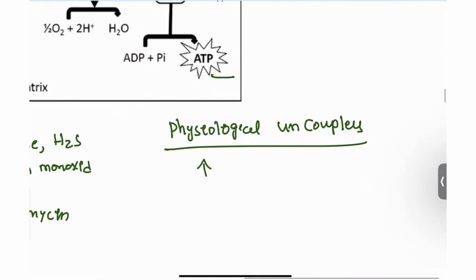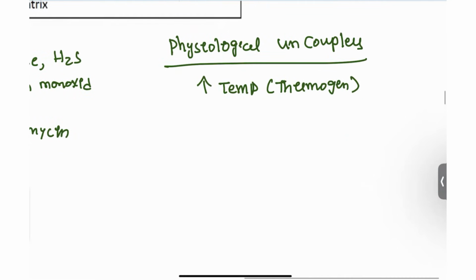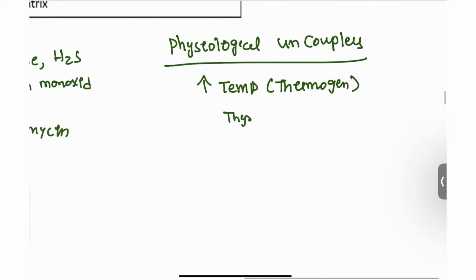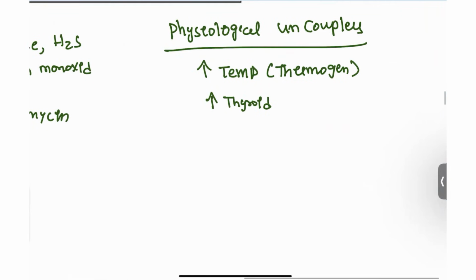The first one is temperature. So thermogen is the most common uncoupler for the production of ATP. Next, another T, thyroid. Okay, with increased thyroid, basal metabolic rate will be increased. That can also be a physiological uncoupler. And increased bilirubin in the body can also cause metabolism disturbance. Increased lipids, all these are going to be physiological uncouplers.